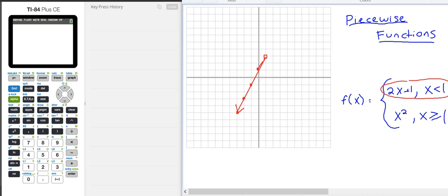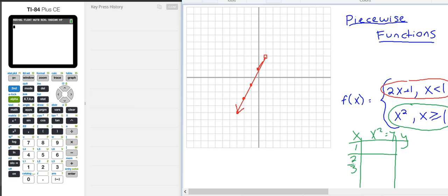And let's graph the x squared part. We'll graph that part in green. f of x is equal to x squared when x is greater than or equal to 1. So let's make a table to make it easier to graph. And let's choose values for x. Our smallest value is automatically going to be 1. Let's just choose 2 more: 2, 3, and that should be enough. 1 squared is 1, 2 squared is 4, and 3 squared is 9. Let's graph these points. At 1 it's 1, at 2 it's 4, and at 3 it's 9.